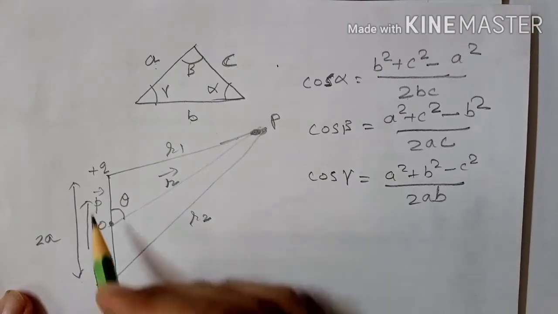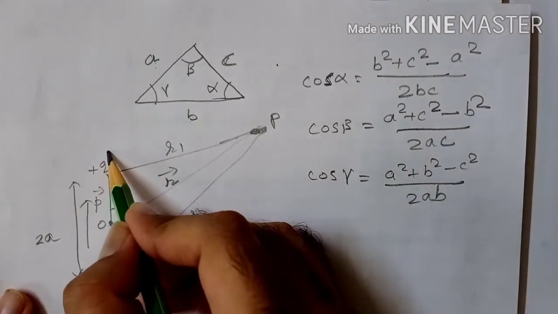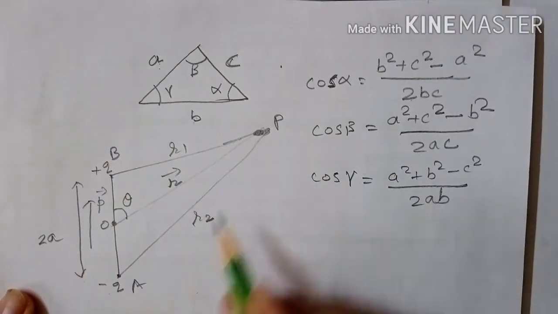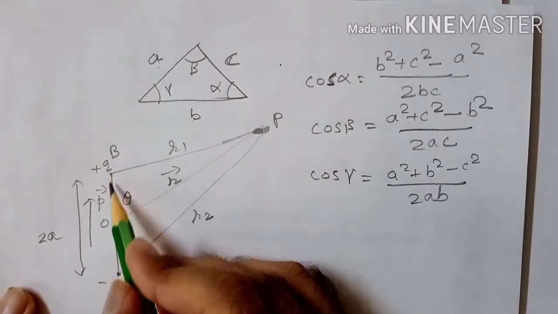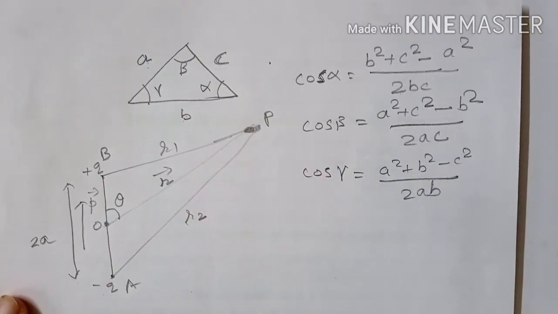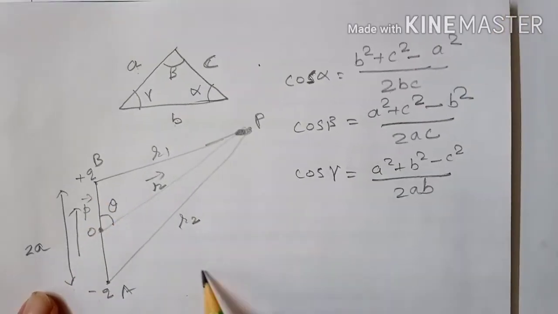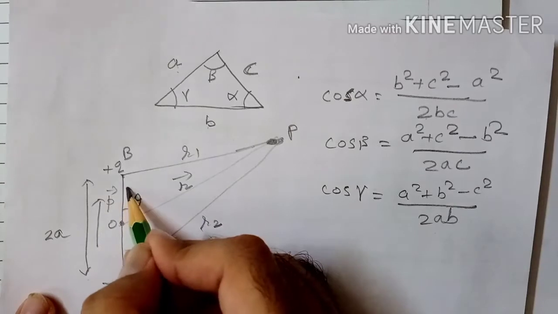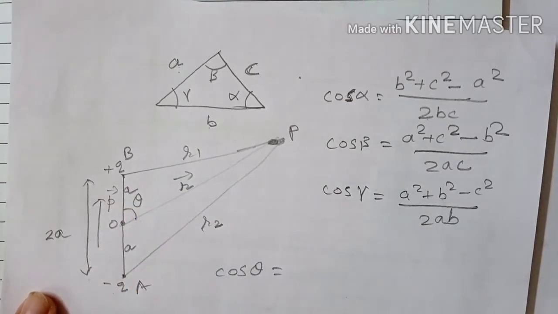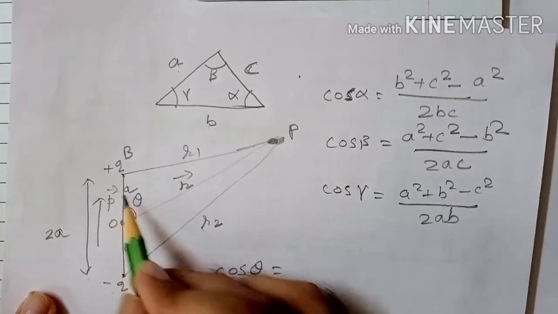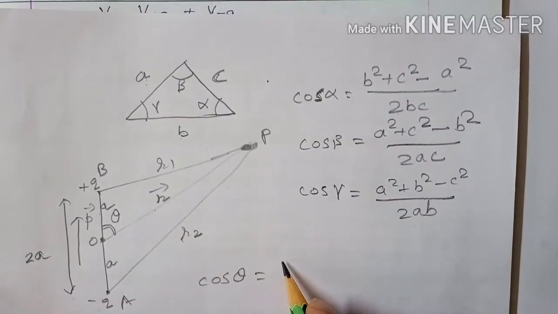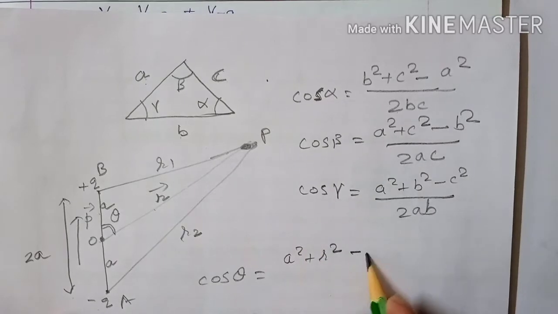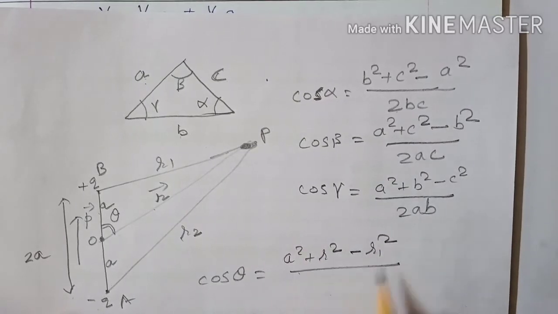So if you observe this triangle, this we have taken B, this is A, this is P. Angle BOP is theta. From this triangle, if you want to find cos theta, then cos theta is equal to, this is a, this is also a. So we can write cos theta is equal to the square of this side plus the square of this side, that is a square plus r square minus r1 square, upon 2ar.